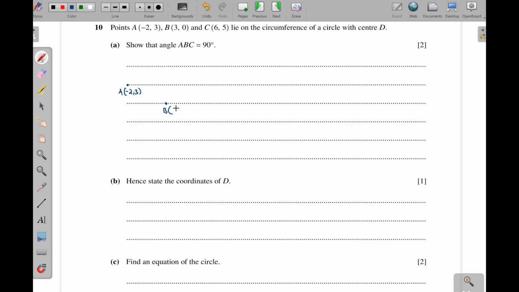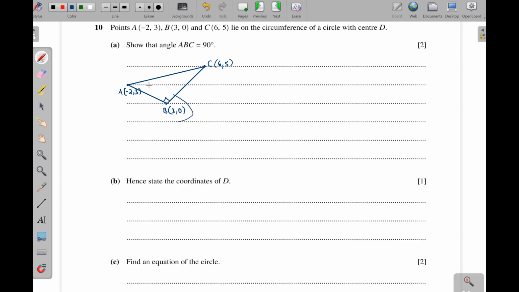B is 3, 0. Then C is 6, which is on the right of the 3, and then 5, which is even above this 3 and 0. So maybe C is around here. So that is C, which is 6, 5. Okay, so I have something like that. I can now connect these points of mine here, like that. And they are saying that angle ABC, so this one has to be 90.